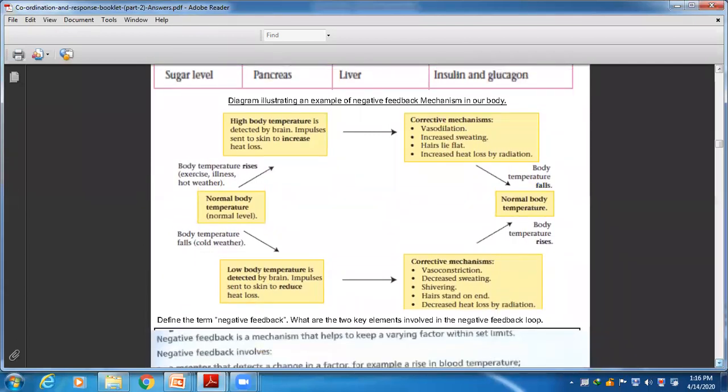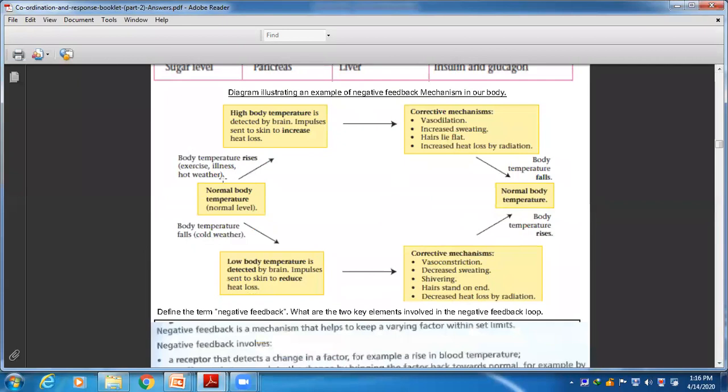All right, so this mechanism I discussed with you already means that when the body temperature falls down, what changes will come in your body, and when the body temperature increases, what changes will come in your body. I told you already, high body temperature is detected by the brain, so an impulse is sent to the skin to increase heat loss. So the mechanism that will happen is vasodilation, increased sweating.